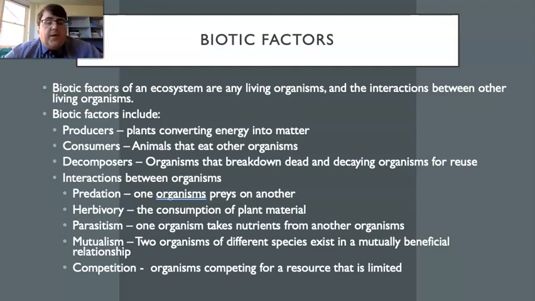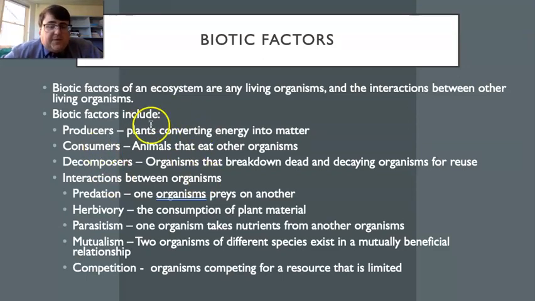So any living organisms and the interactions those living organisms have. We're talking about producers, consumers, decomposers. These are the types of organisms we see. Producers are the plants that are converting energy into matter. Consumers are the animals that are eating other organisms, and decomposers are organisms that are going to break down decaying organisms and recycle their nutrients.